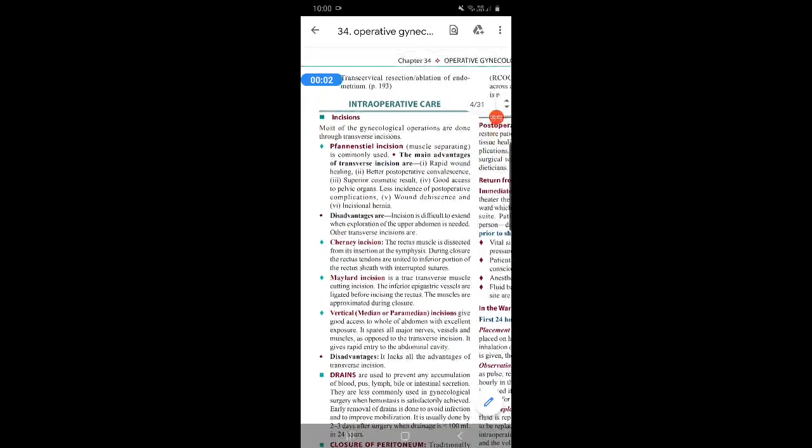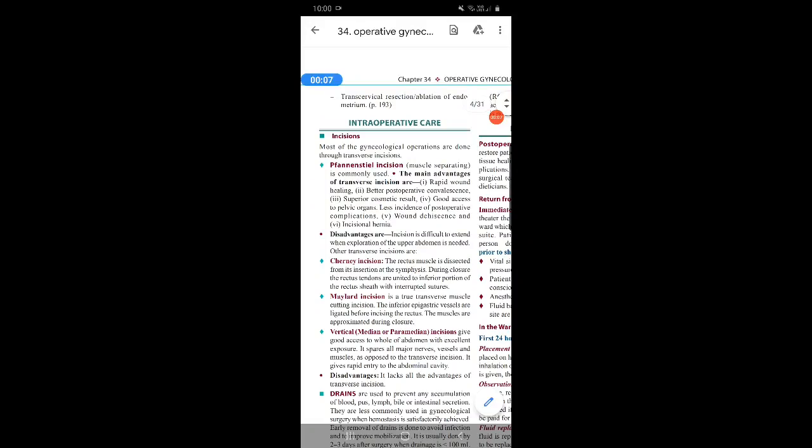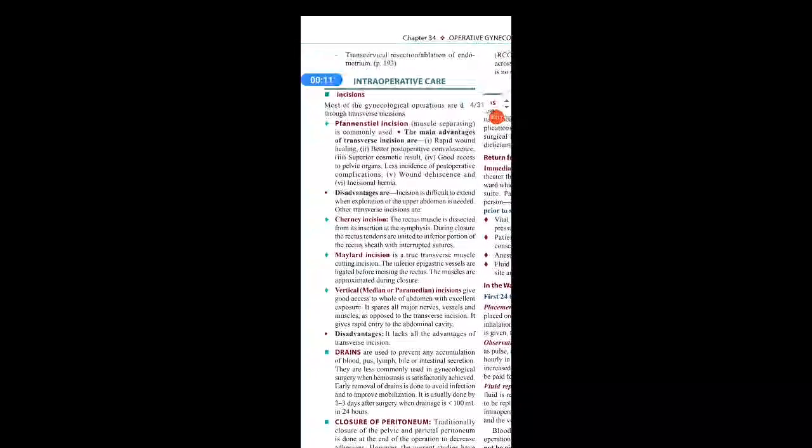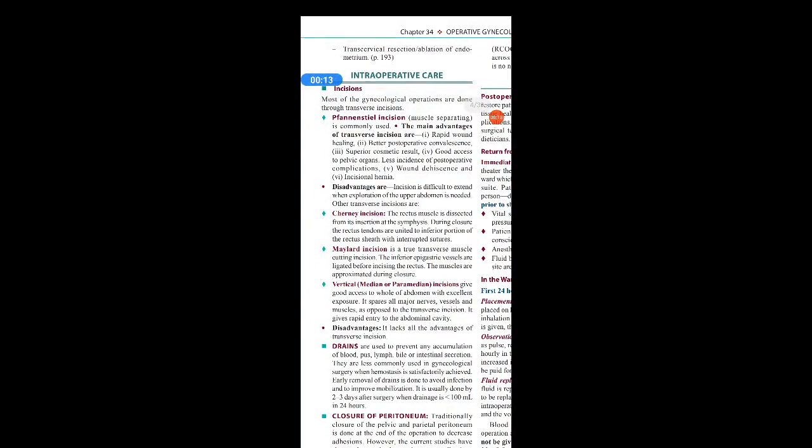Coming to the continuation of the operative gynecology basics, we have covered the preoperative care in our previous class. Now coming to the intraoperative and the postoperative care. Intraoperative care includes the different types of incisions, drainage and the closure of the wound.